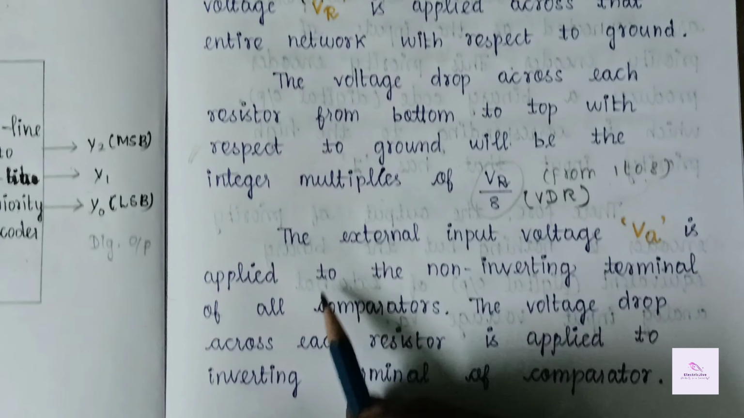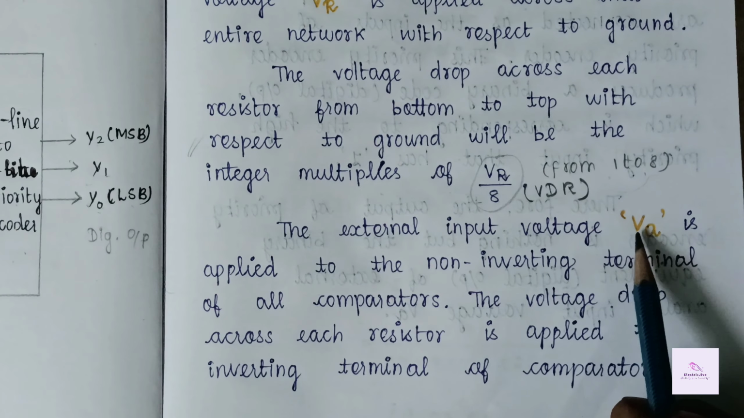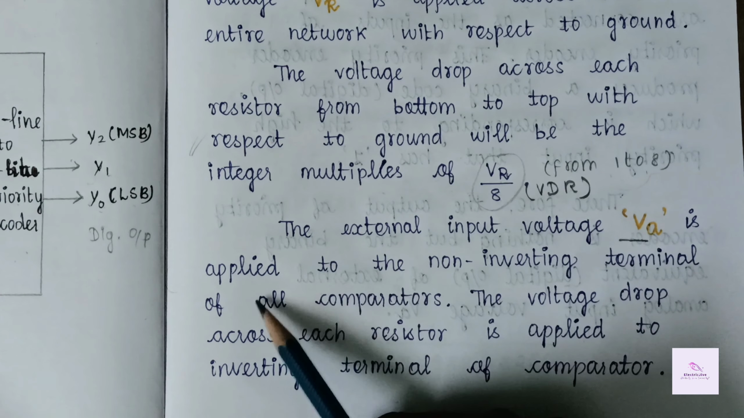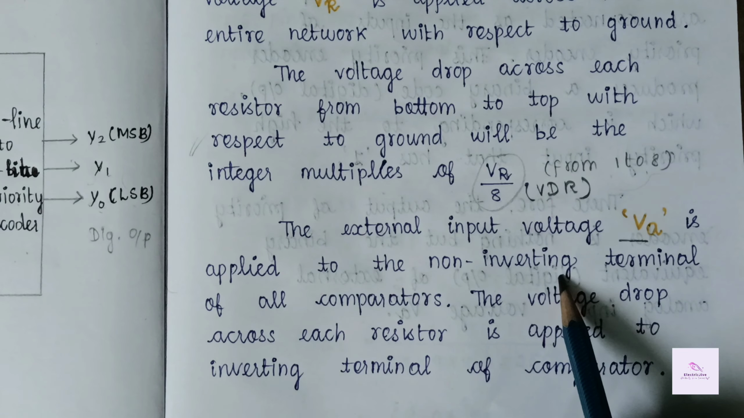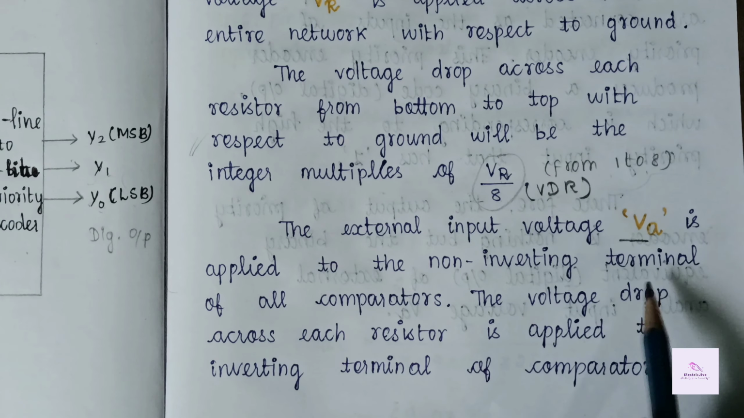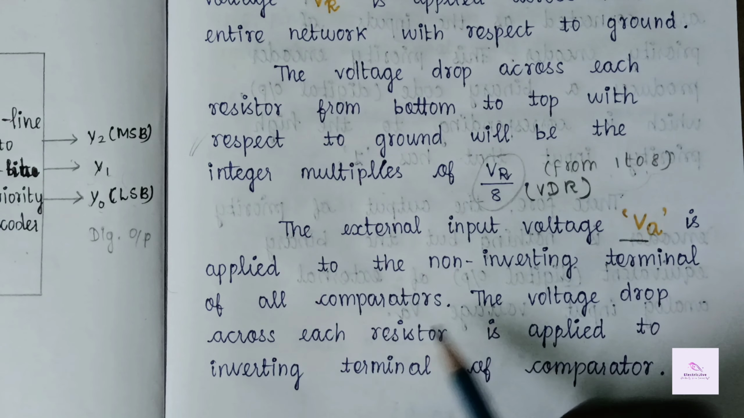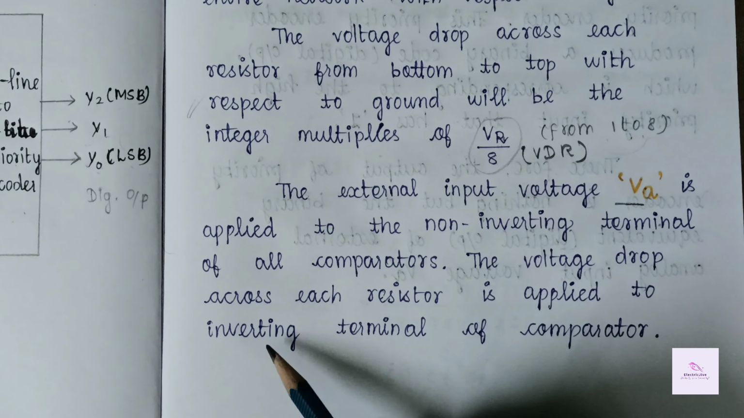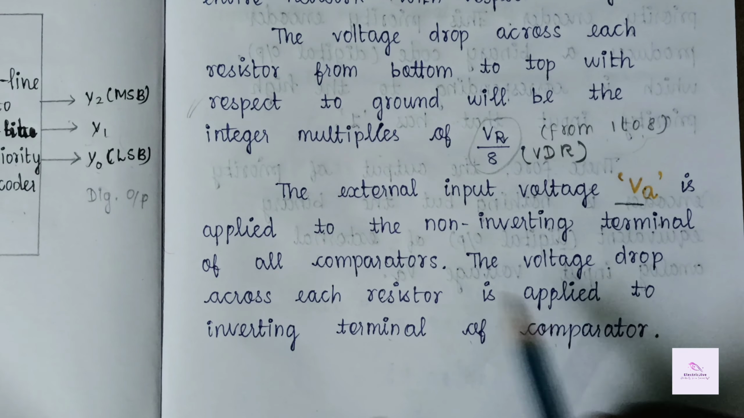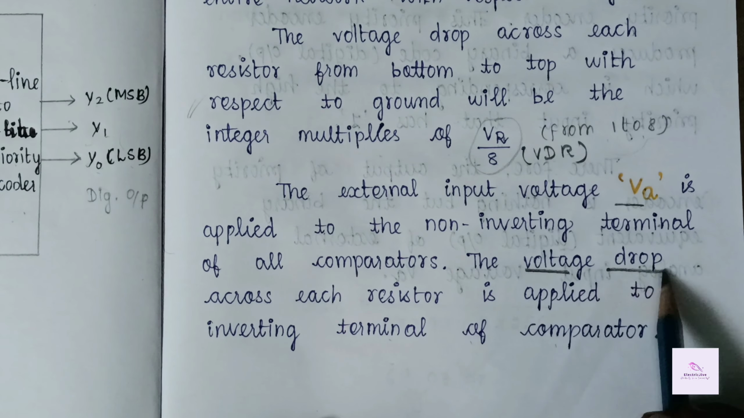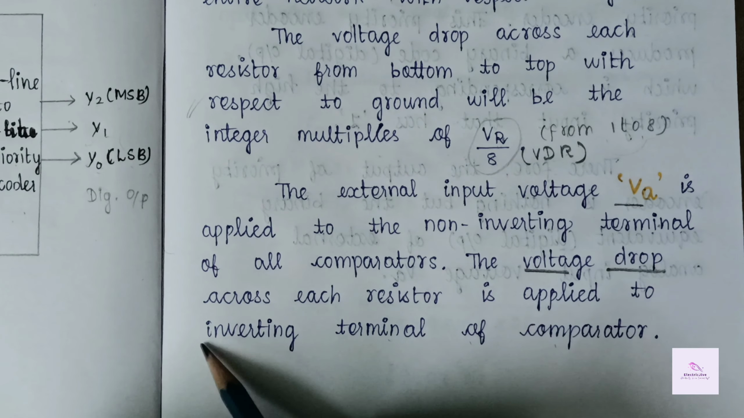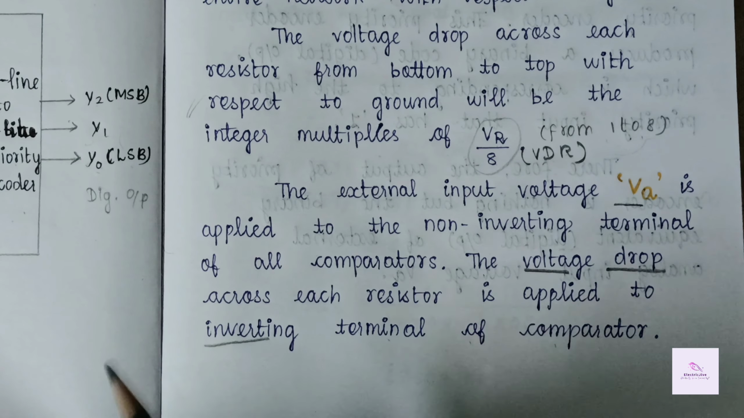The external input voltage VA, an analog input, is applied to the non-inverting terminal. Non-inverting terminal means the positive terminal of all comparators. The voltage drop across each resistor is applied to the inverting terminal of the comparator. Inverting means the negative terminal of the comparator.